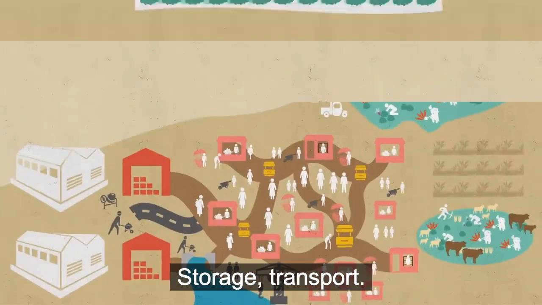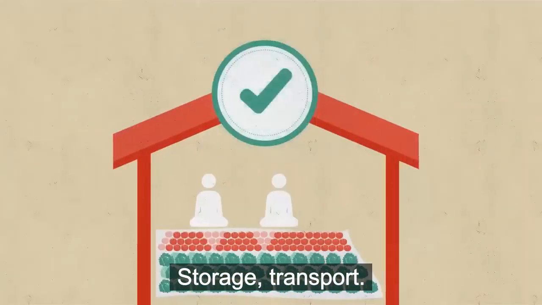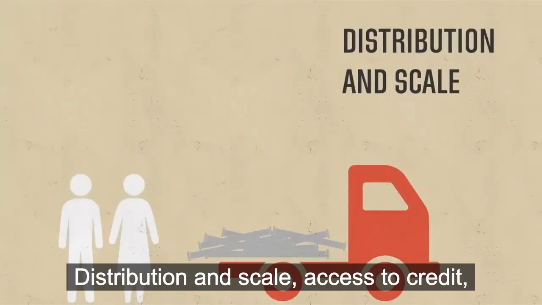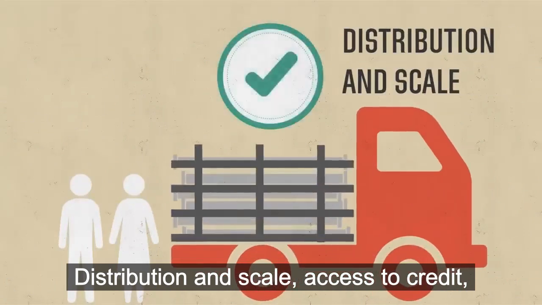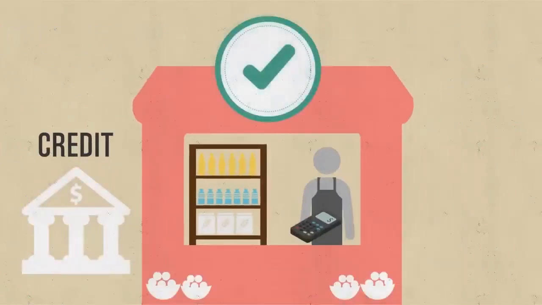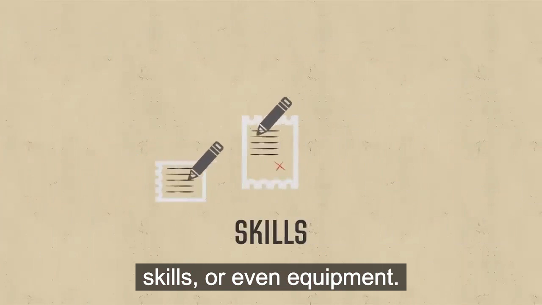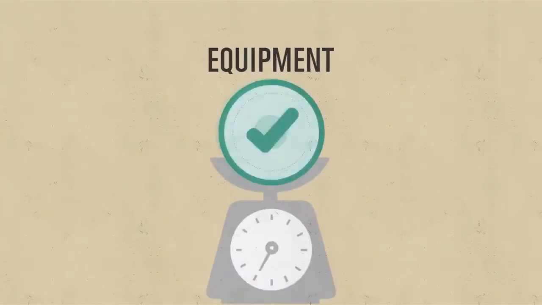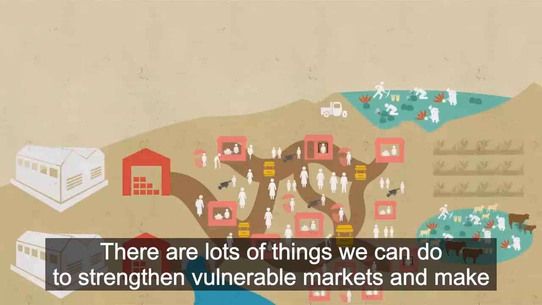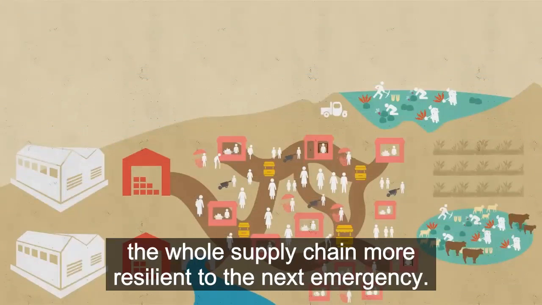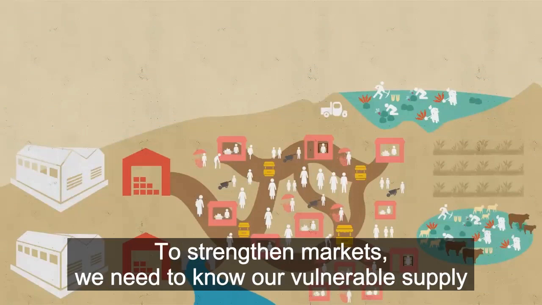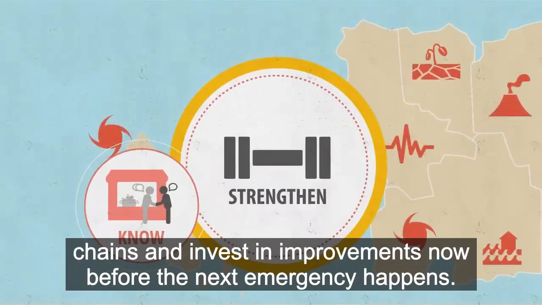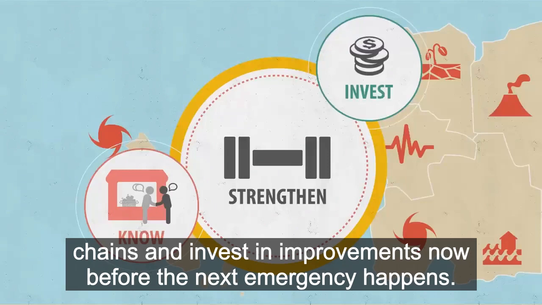Whether they're struggling with storage, transport, distribution and scale, access to credit, skills, or even equipment. There are lots of things we can do to strengthen vulnerable markets and make the whole supply chain more resilient to the next emergency. To strengthen markets, we need to know our vulnerable supply chains and invest in improvements now before the next emergency happens.